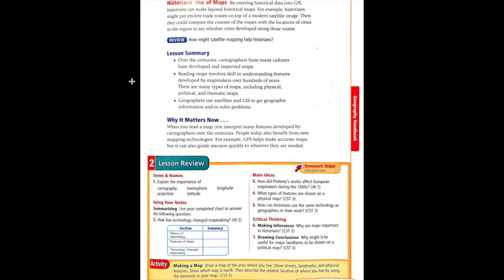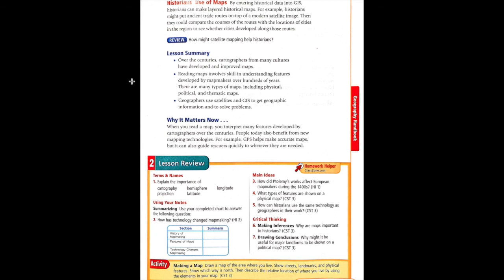Historians' use of maps. By entering historical data into GIS, historians can make layered historical maps. For example, historians might put ancient trade routes on top of a modern satellite image. Then they can compare the courses of the routes with the locations of cities in the region to see whether cities developed along these routes.